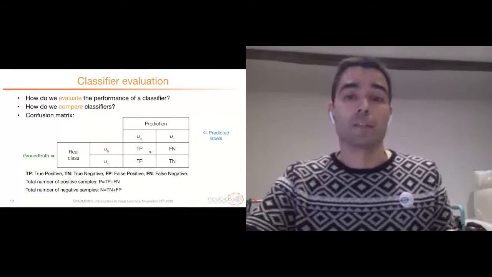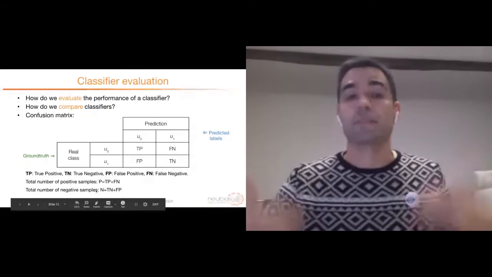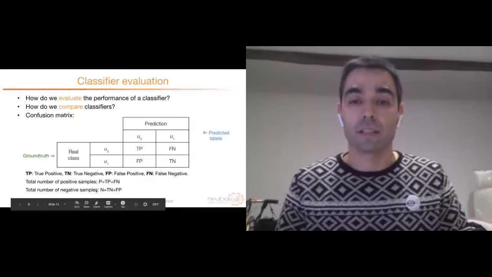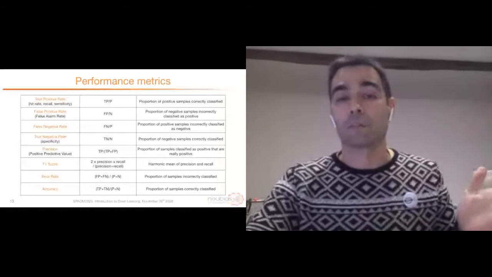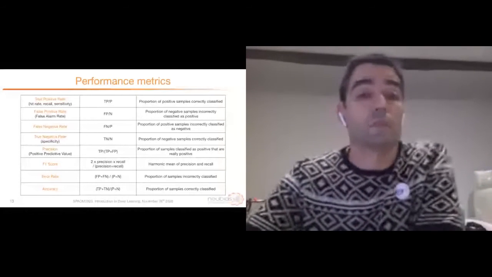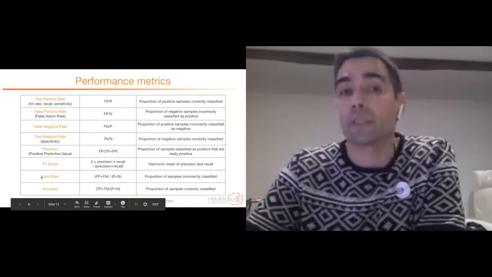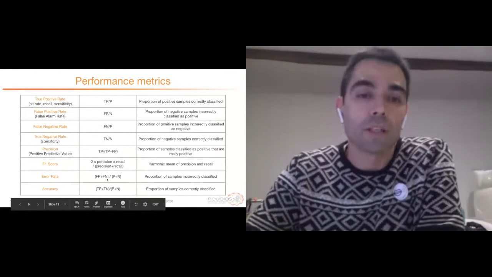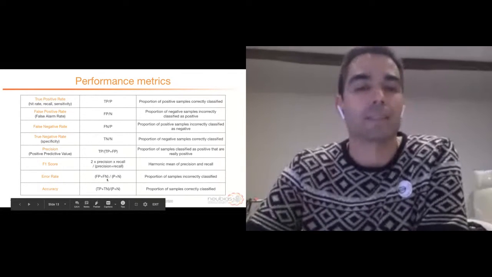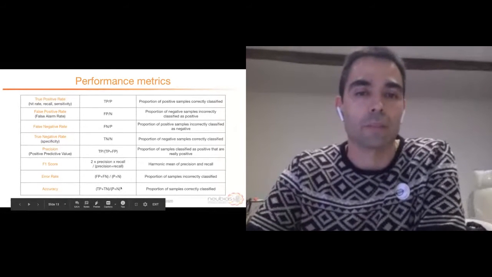We know the number of total positives and the number of total negatives in the real case, and based on that, we can extract plenty of metrics. The simplest ones: well, we can just measure the error rate, how many mistakes I made out of the total number of samples, or the accuracy, which is the opposite, how many hits I made out of the total number of samples.